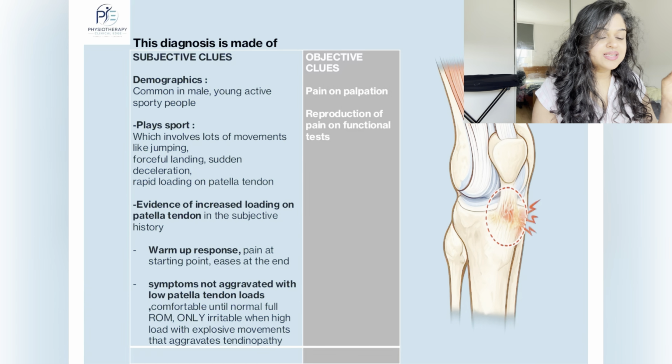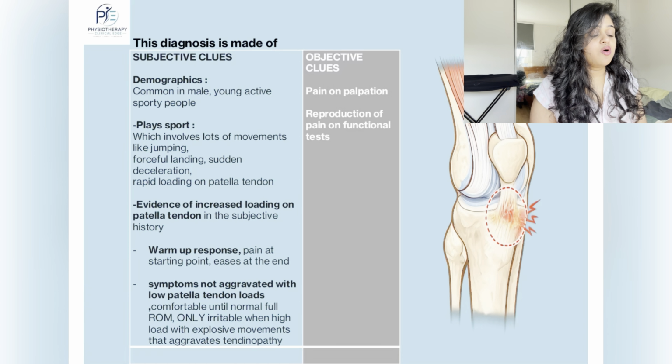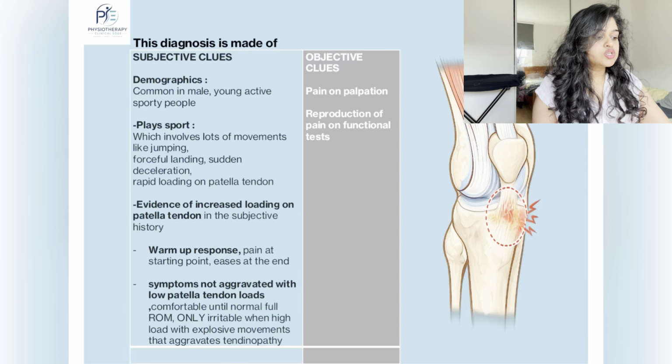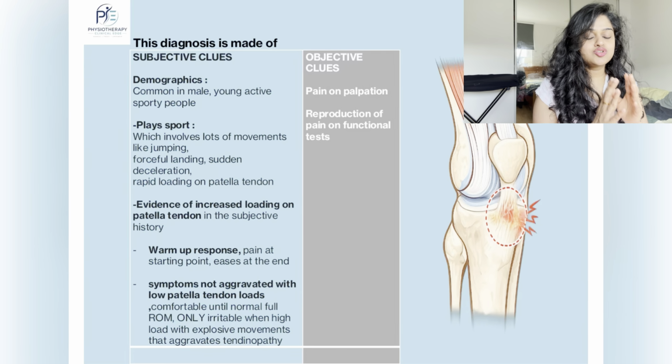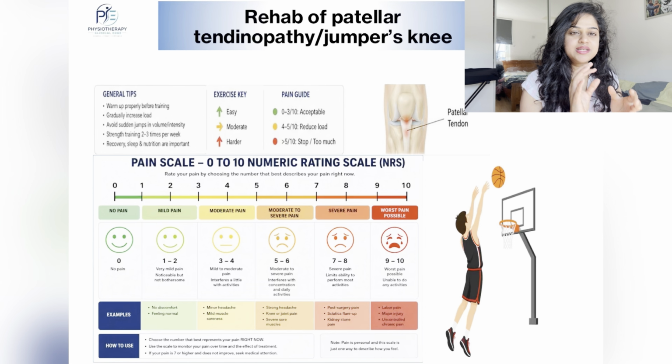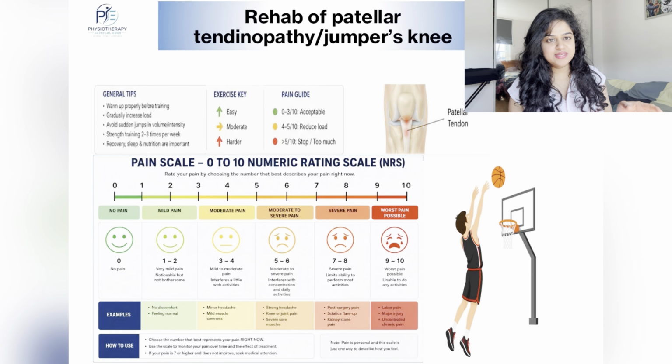We have a localized tenderness, especially at the inferior pole of the patella, and reproduction of symptoms during tendon loading activities with the functional tests. So together, all these findings strongly suggest that it is patellar tendinopathy. The successful rehabilitation requires careful tendon load management, rather than complete rest.